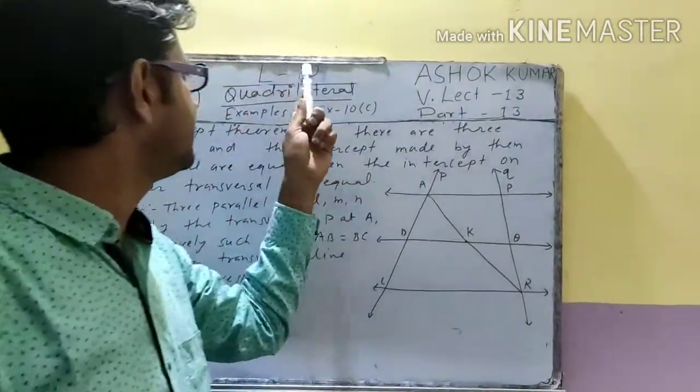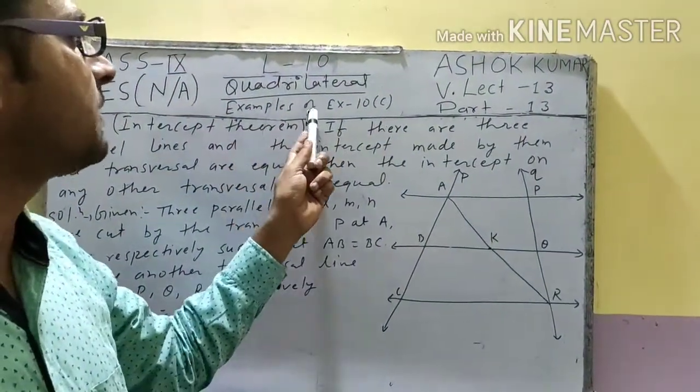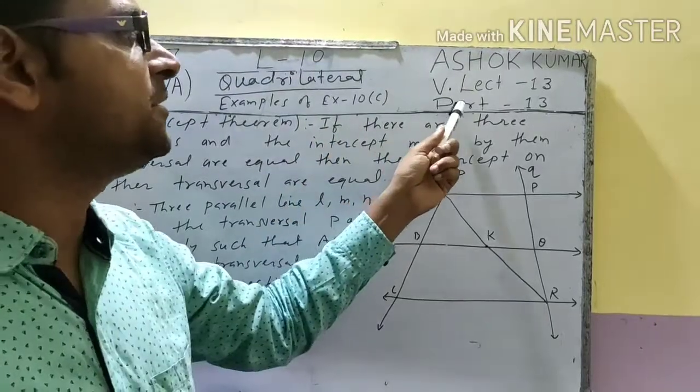Again, student, lesson 10, quadrilateral. Examples of exercise 10C. This is video part 13.